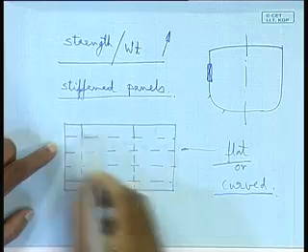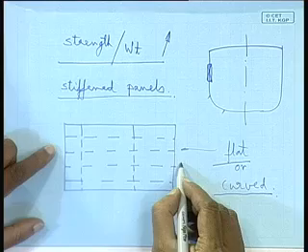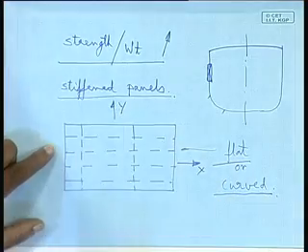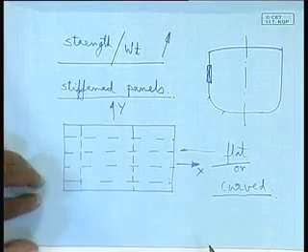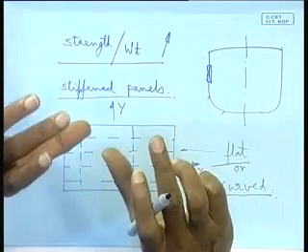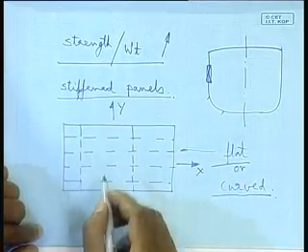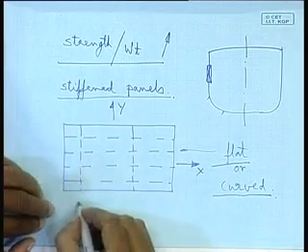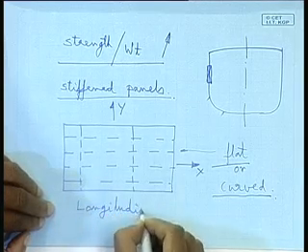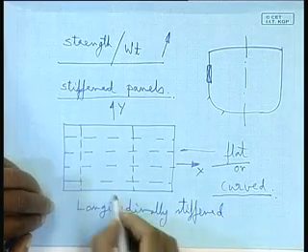As you can see, what I have drawn here is one simple example of a flat stiffened panel. I have certain stiffeners in this direction, say in the x axis, and certain ones in the y axis. If the x axis happens to be the longitudinal axis of the hull, and this panel goes in the main structure in such a fashion that the x axis is along the longitudinal direction, then I will refer to this panel as longitudinally stiffened, right? That means longitudinally stiffened panel.